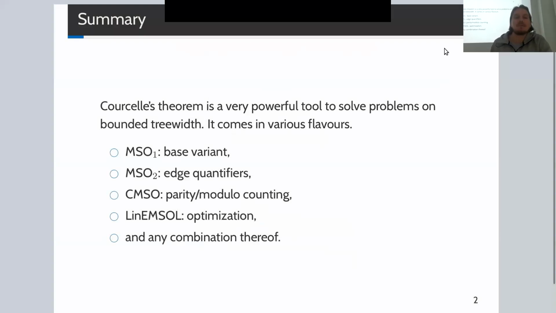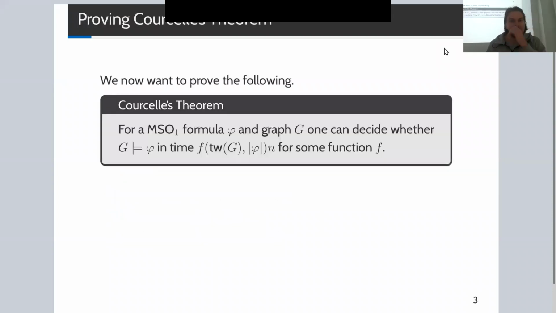So we introduced Courcelle's theorem and all the different variants of it: MSO1, MSO2, counting MSO with its parity constraints, and we considered the optimization variant as well. And we started proving the simple MSO1 base variant. The statement was the following: we're given an MSO1 formula phi and a graph, and we should decide whether the formula holds on the graph or not. The running time is some function of the tree width and the formula, times a linear factor in n.